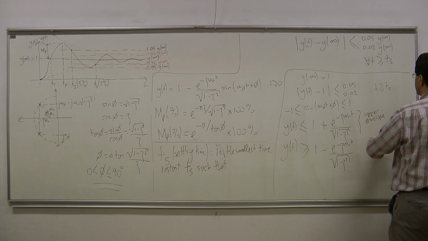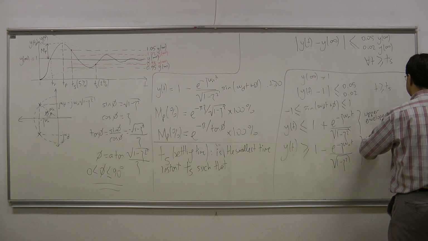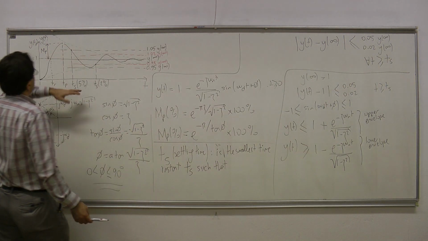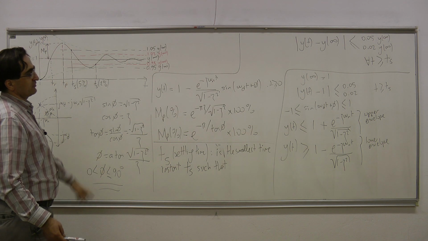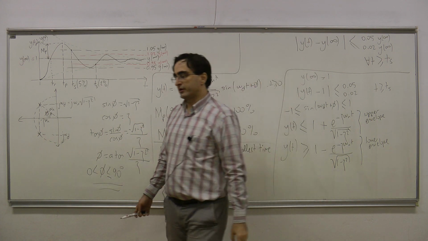And this is the lower envelope. And actually they should be symmetric. So in my figure they are really not looking symmetric, but they should be symmetric because this is 1 plus a quantity and 1 minus a quantity here.